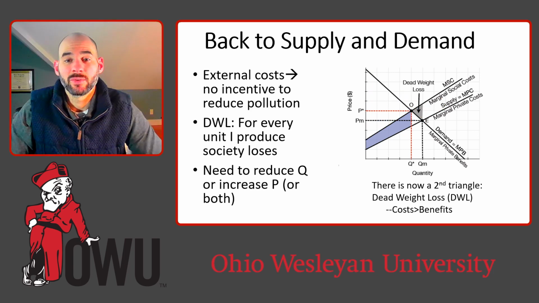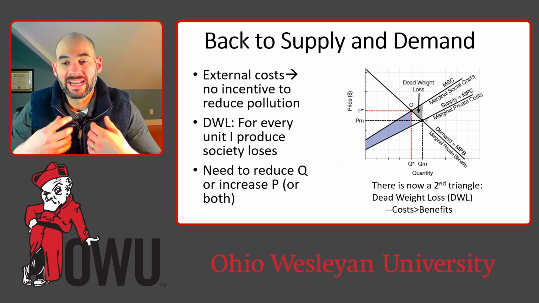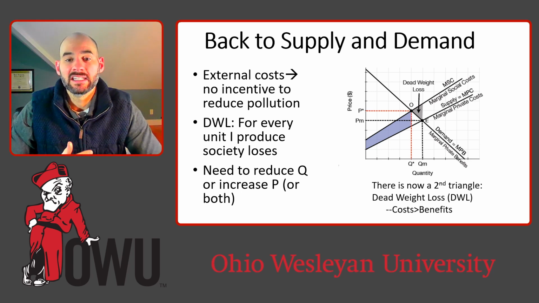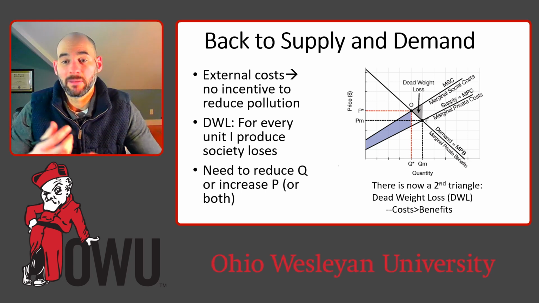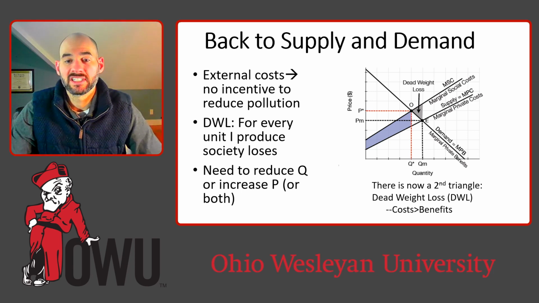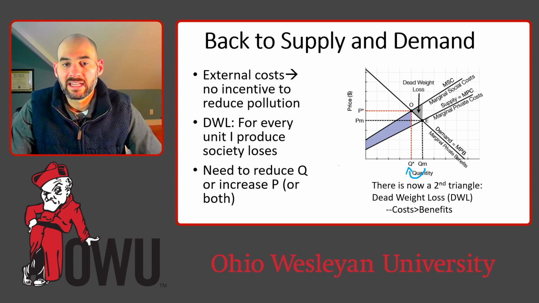And again, because those costs are external, that means there's no incentive to reduce the pollution or innovate in any way. And so for every unit I produce, society loses, and we need to come up with some way either to reduce the quantity from QM to Q star or increase the price from PM to P star, or both.